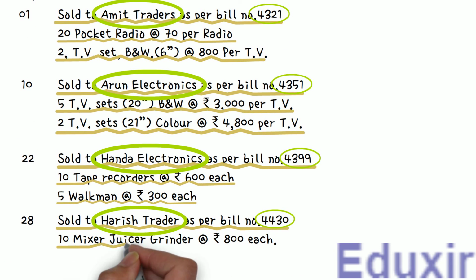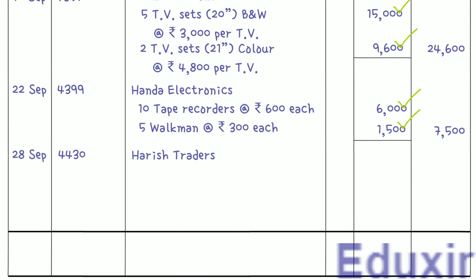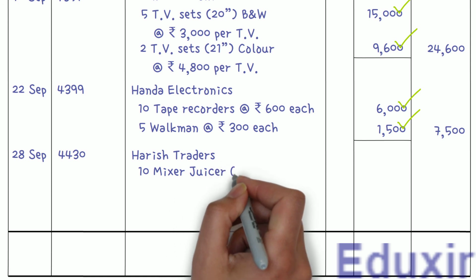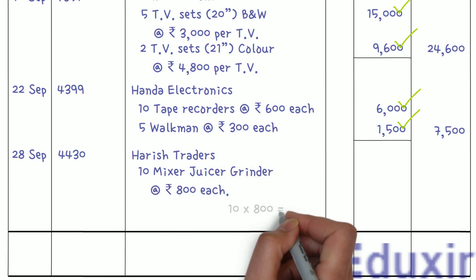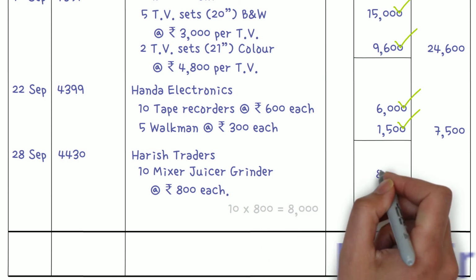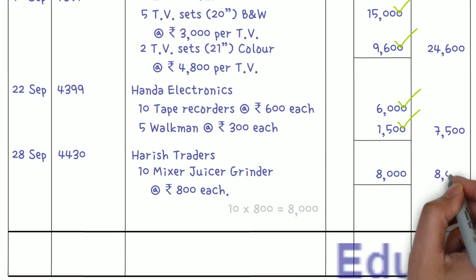In this transaction, the business has sold 10 mixer juicer grinders at the rate of 800 rupees each. Also note that this is the only sale done to this customer. Let us now record the details of this customer in the sales book. Let us first write the sales details as 10 mixer juicer grinders at the rate of 800 rupees each. 10 800s are 8000. Let us write these 8000 rupees in the details column. As this is the only sale done to this customer, let us write these 8000 rupees in the amount column also.